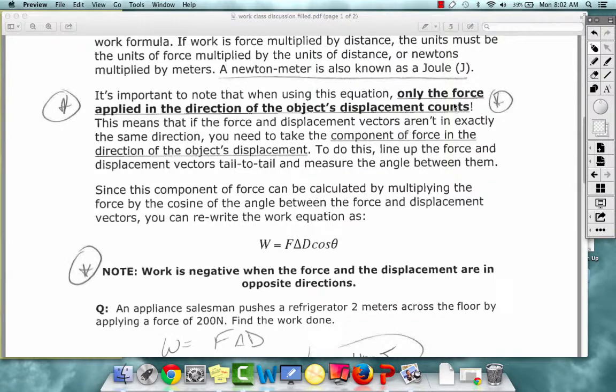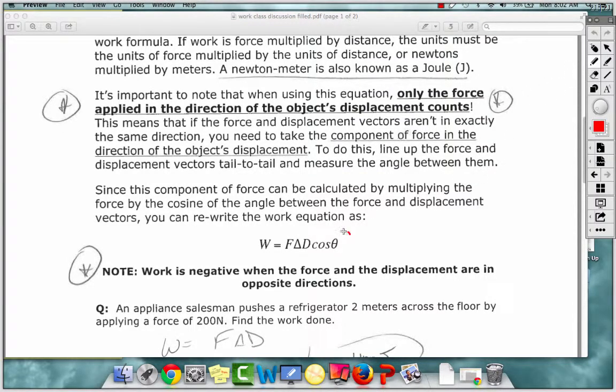Since only the force in the direction of the displacement counts, we need to add in this cosine theta piece. You may say to yourself, why? Well, let's say I'm pulling on a box with a force of 500 newtons at an angle of 30 degrees above the horizontal.